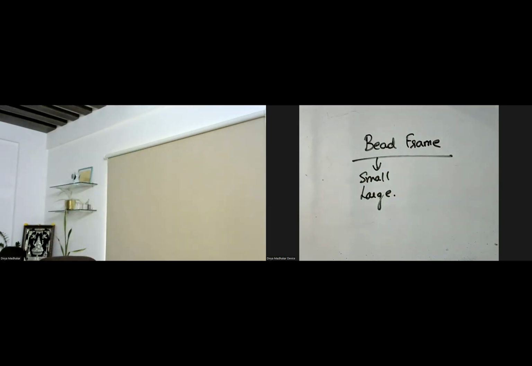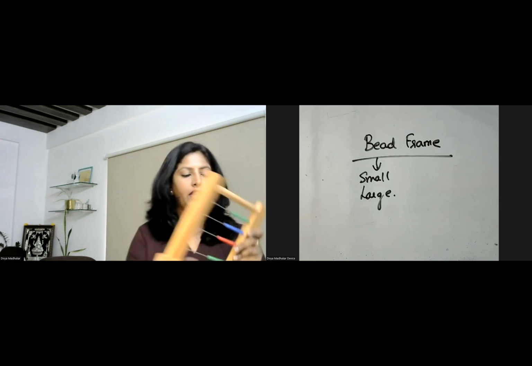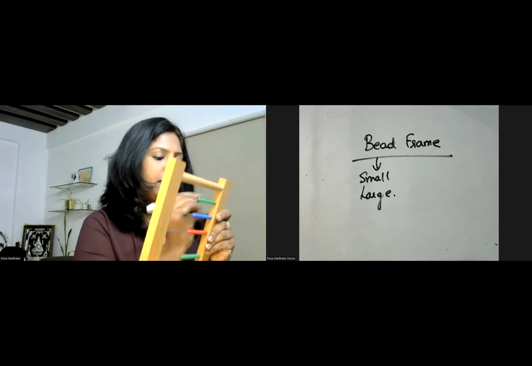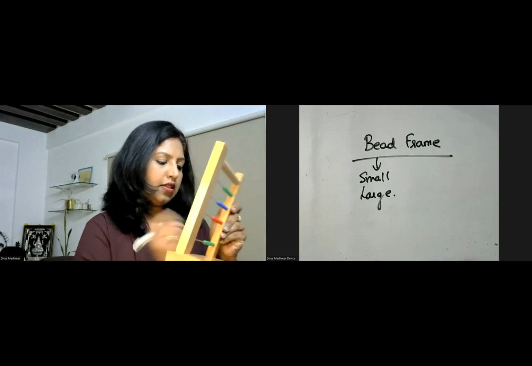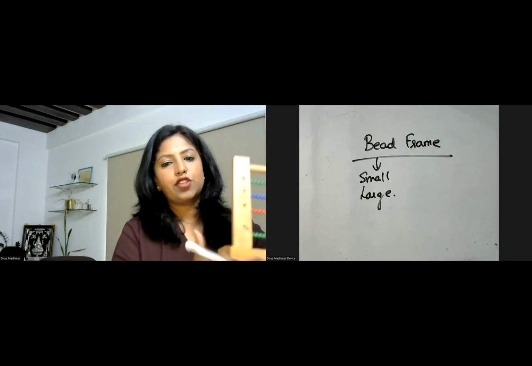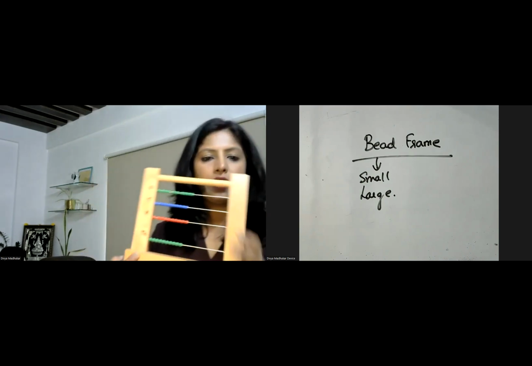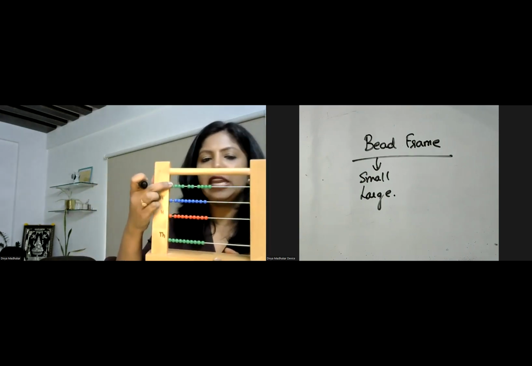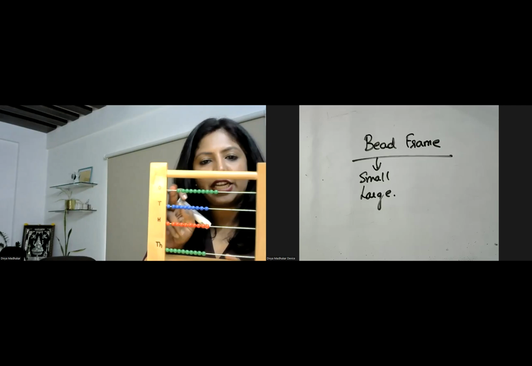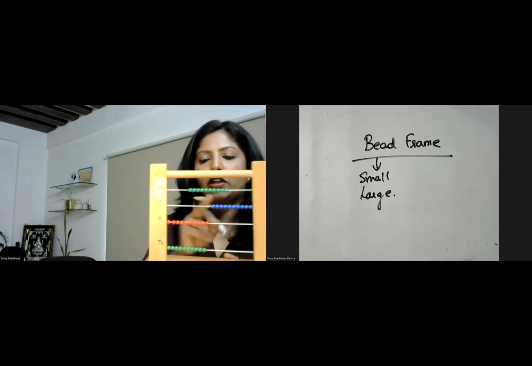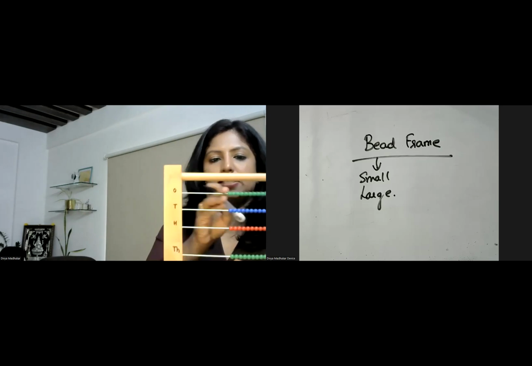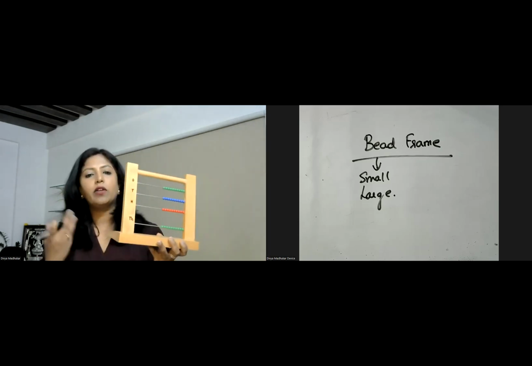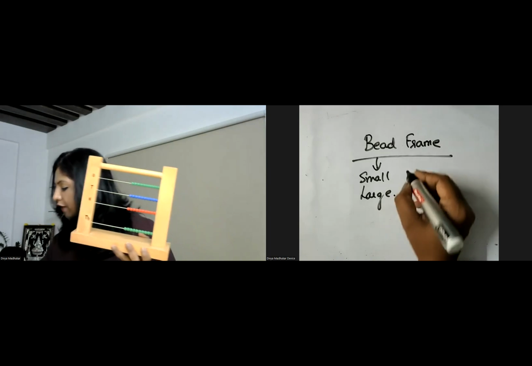This is your small bead frame. Okay, so let me write ones, tens, hundreds, and thousands. So you will have green color beads for representing your ones, blue for your tens, red for your hundreds, and green for your thousands. Okay, so what we work on over here is that you need to give them a problem statement.